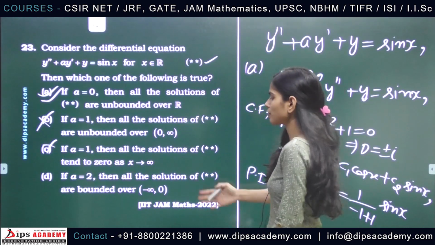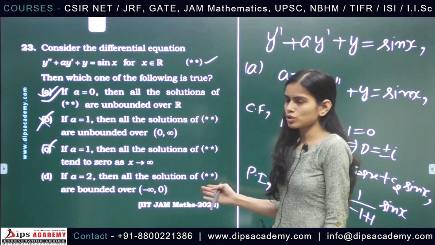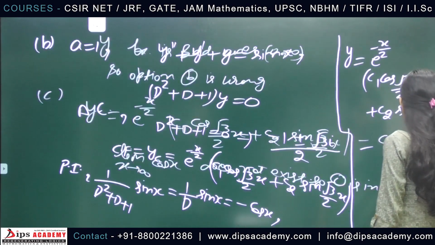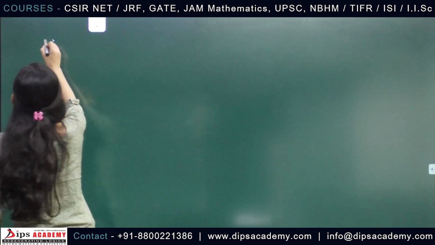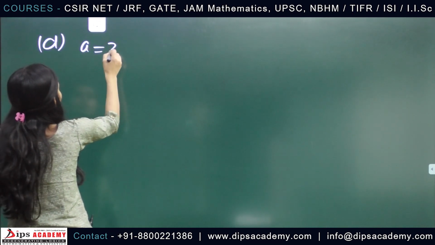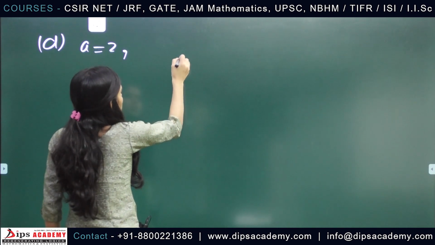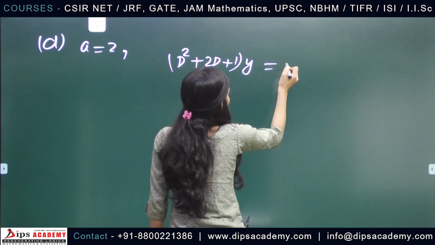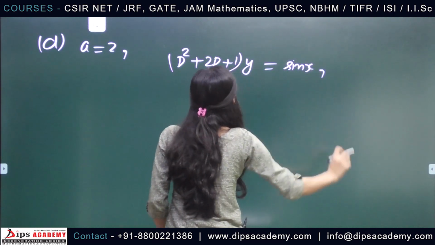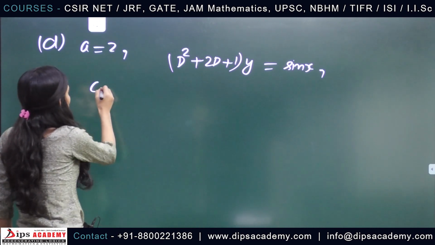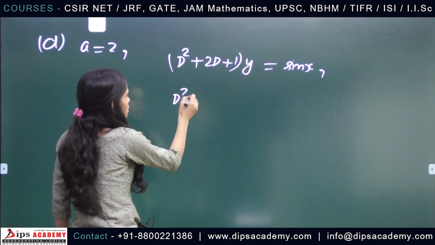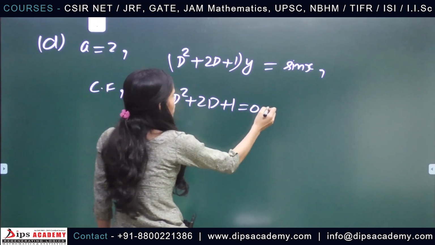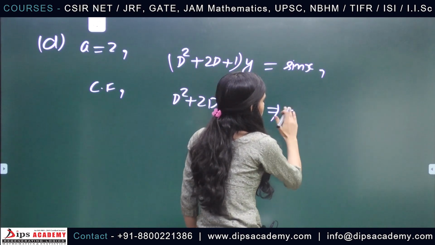And then option D, they are saying that when a is equal to 2, then all the solutions of this differential equation are bounded over minus infinity to 0. So we convert the differential equation for a equal to 2: d square plus 2d plus 1 into y equals sin x. Again we compute the complementary function and the particular integral. For the complementary function, d square plus 2d plus 1 equals 0, and the roots will be minus 1, minus 1.